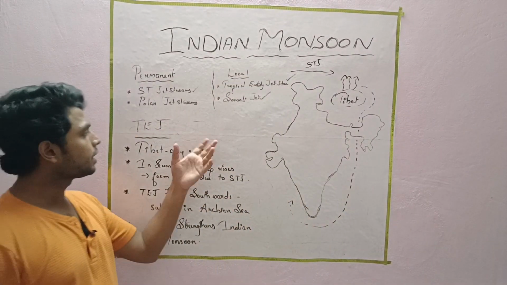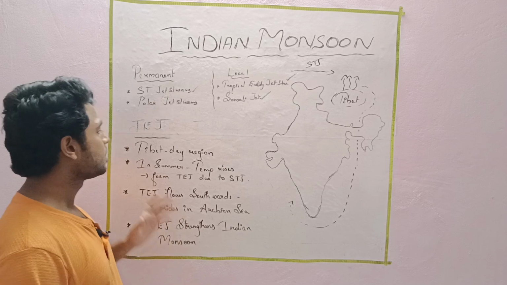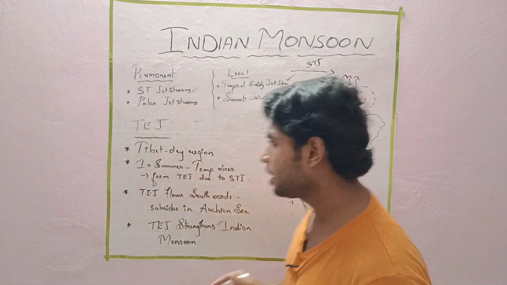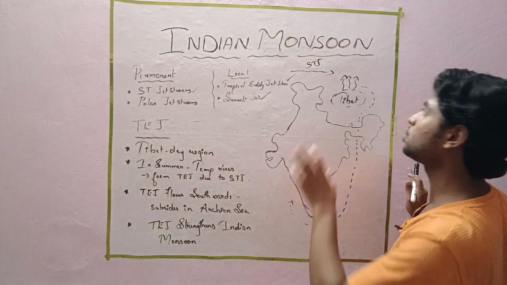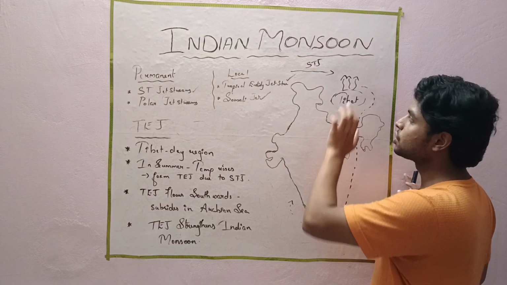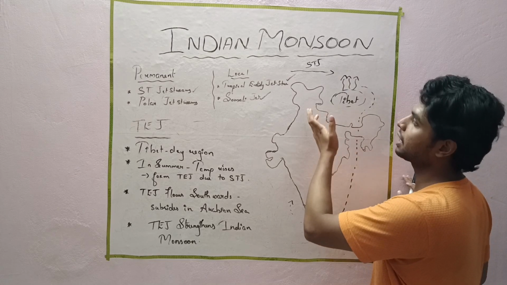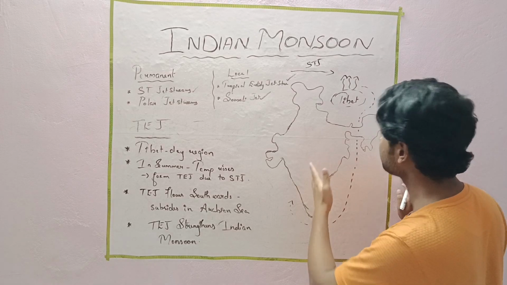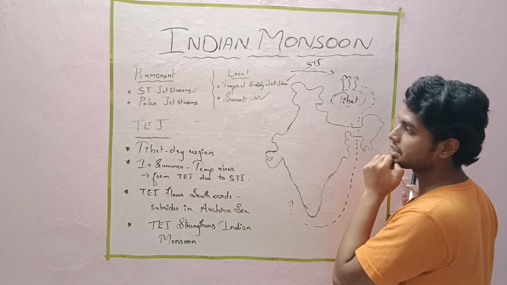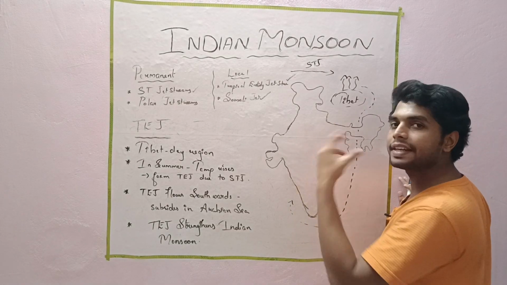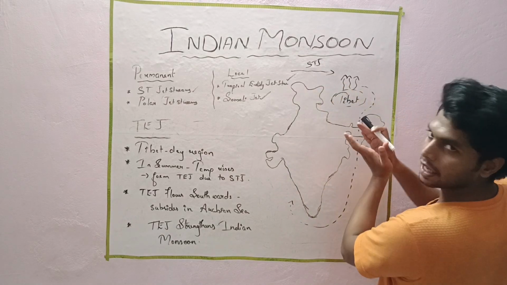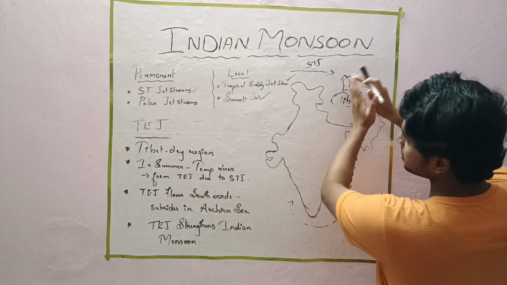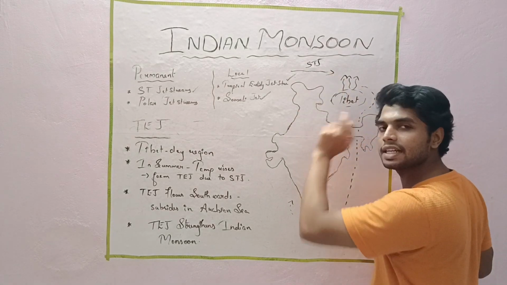So now we will look at the tropical easterly jet stream. The tropical easterly jet stream occurs mainly due to the Tibetan region. We know that Tibet is the neighboring region of our country, India. So what will happen in this Tibet region? Tibet is a dry region because of the Himalayas here. The Himalayas won't allow the moisture content to flow towards the Tibetan region. So Tibet is a dry region.